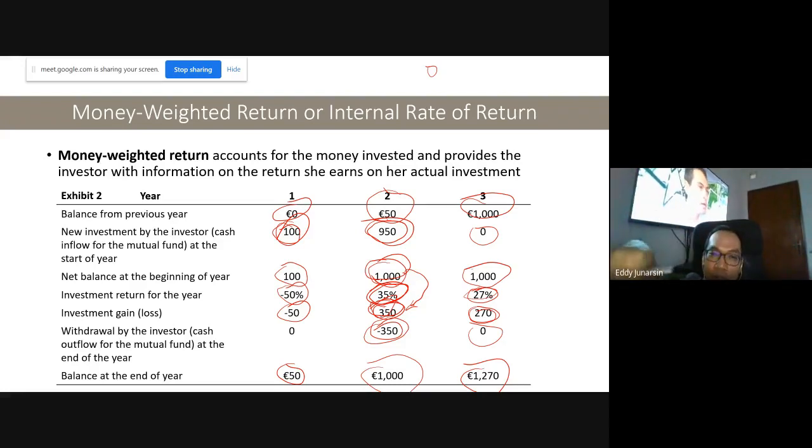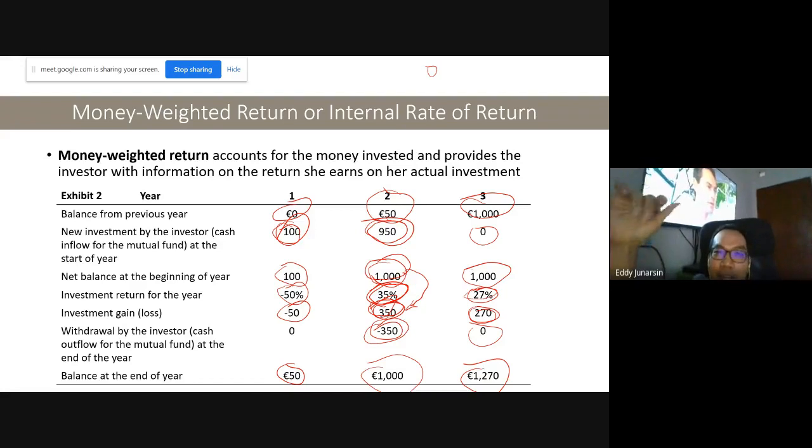Okay, so can you tell me now the real cash flows that this investor was disbursing and also withdrawing? Year 0, how much is it?